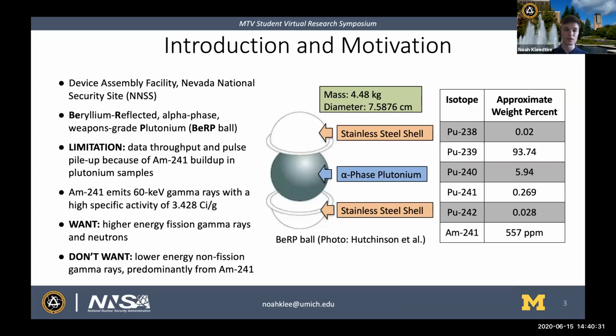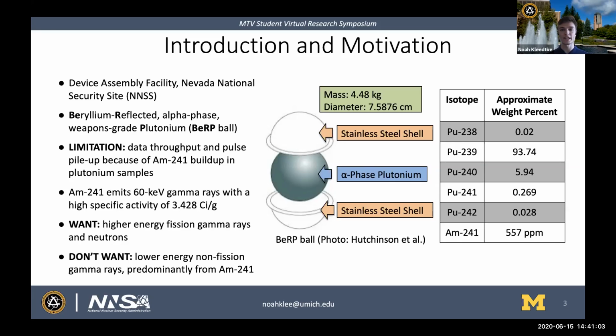Last summer, there was a planned measurement by the Detection for Nuclear Non-Proliferation Group at the University of Michigan of beryllium-reflected alpha-phase weapons-grade plutonium. Now that's a mouthful to say, so it's just called the burp ball. This measurement was going to be taking place at NCERC, the National Criticality Experiments Research Center, within the device assembly facility. And that's in the Nevada National Security Site.